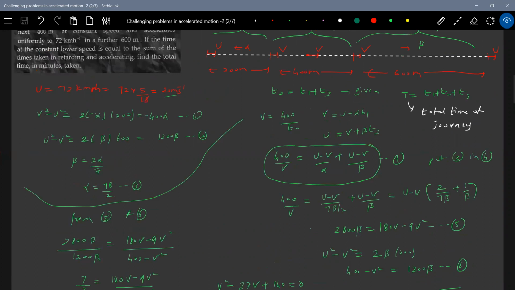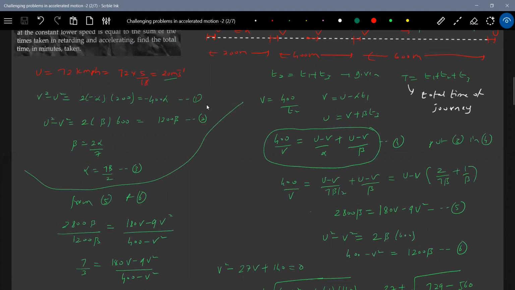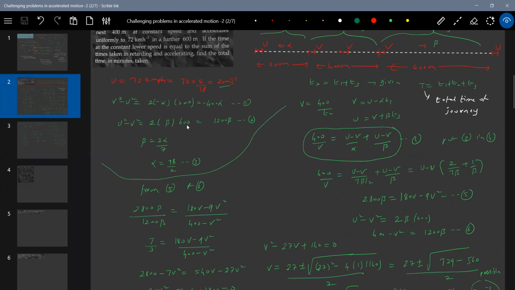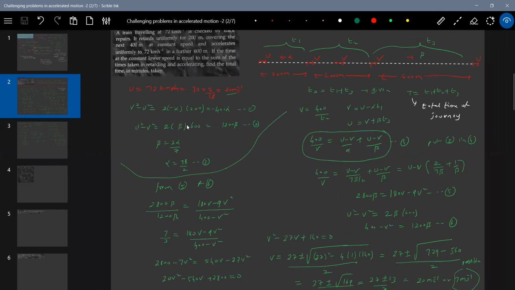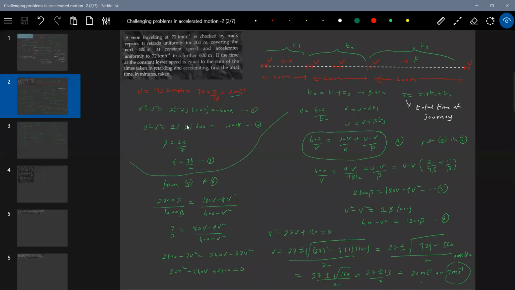So these are the equations, applying the equations of motion. Yeah, the complete description is there. Okay, first we'll apply the equations of motion. What is T2? T2 equals T1 plus T3. Then the total time of the journey is the sum of these.